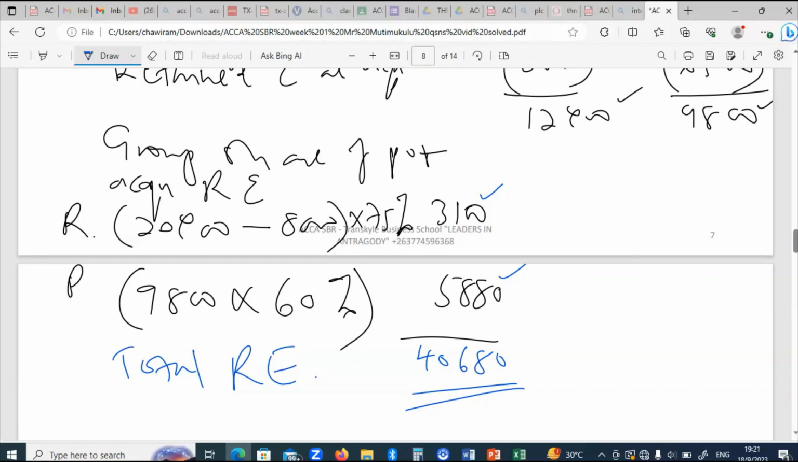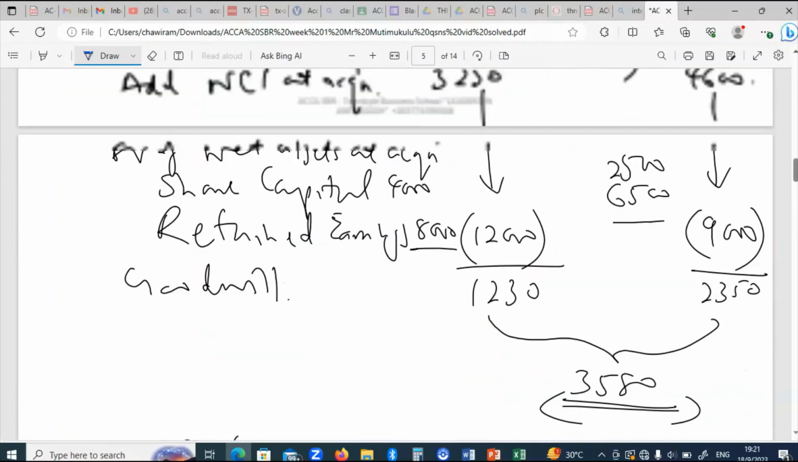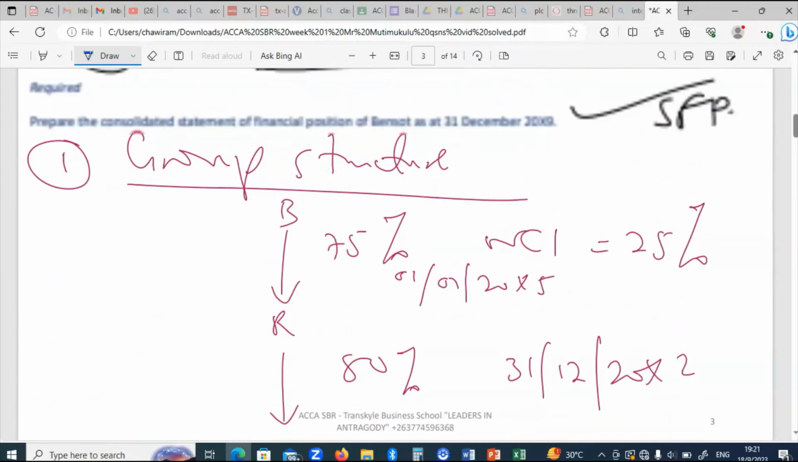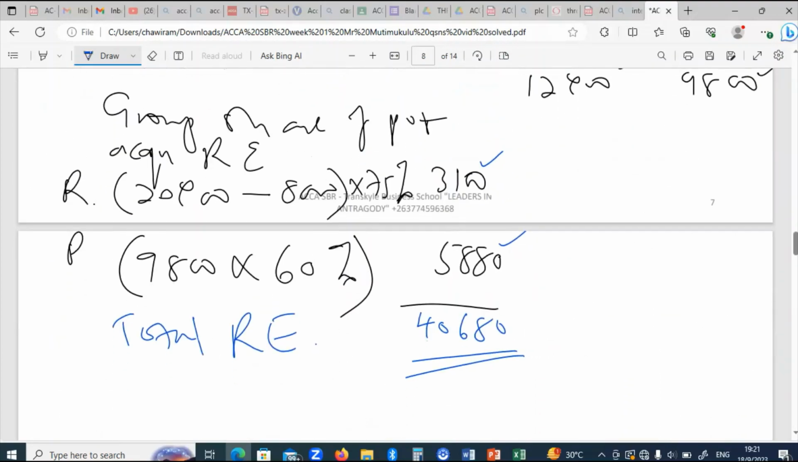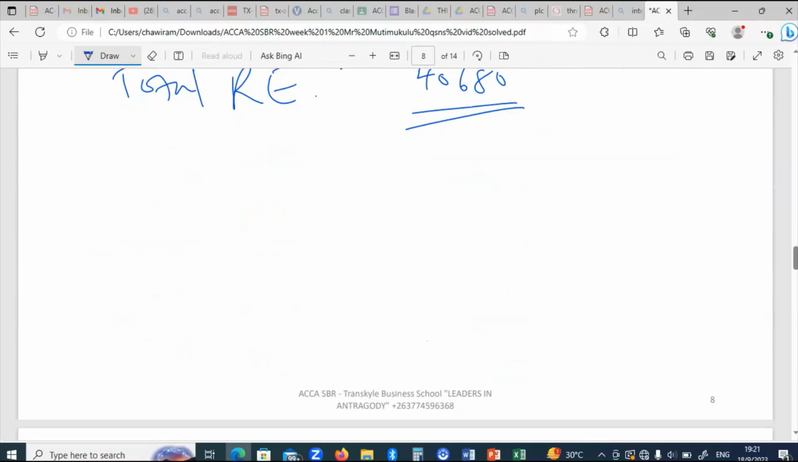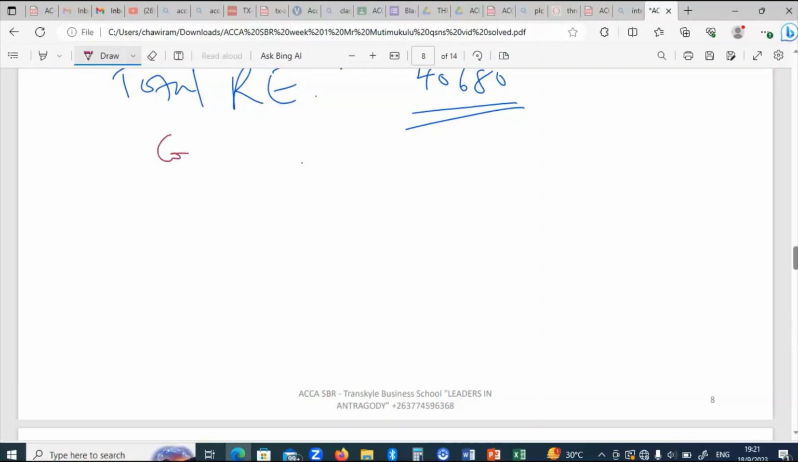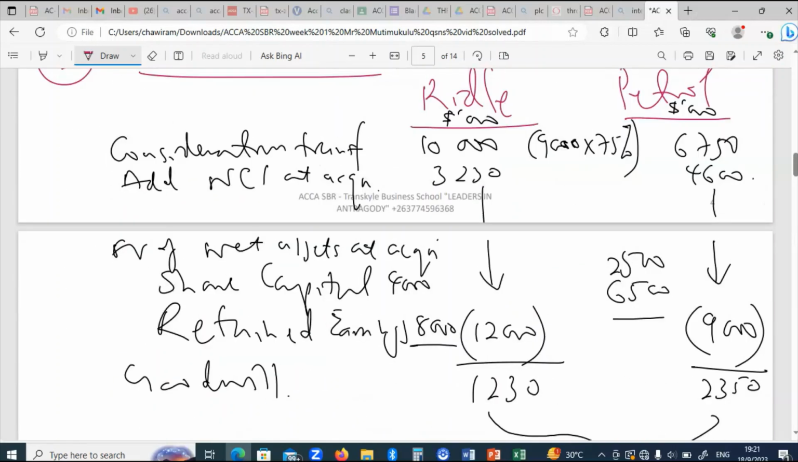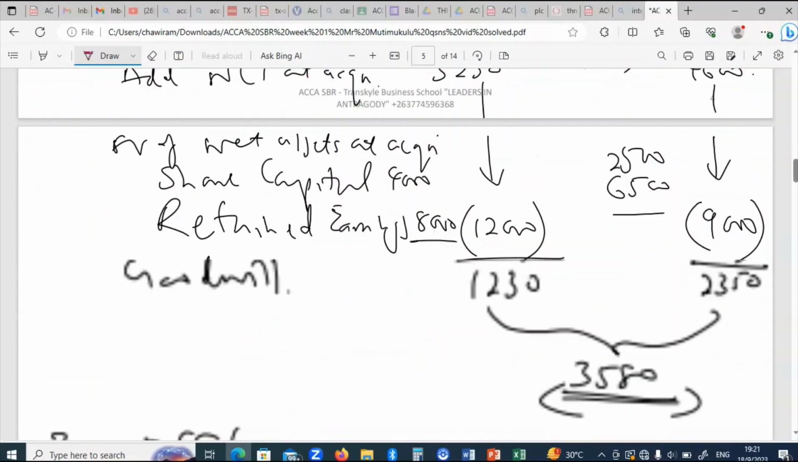Now that we have done all the essential workings, we are ready to do the consolidated statement of financial position. So let us do that one quickly. Consolidated statement of financial position as at, what was the question saying? The question should lead us to 31 December 2009.